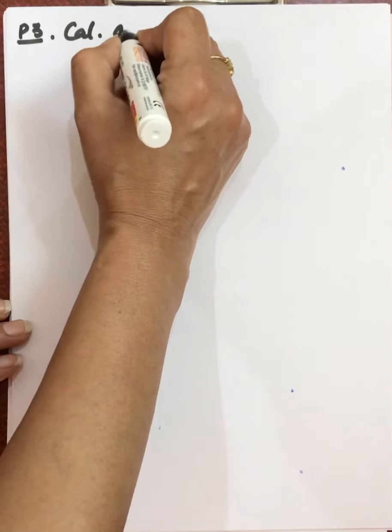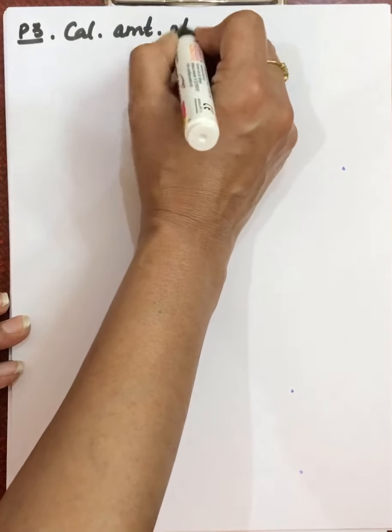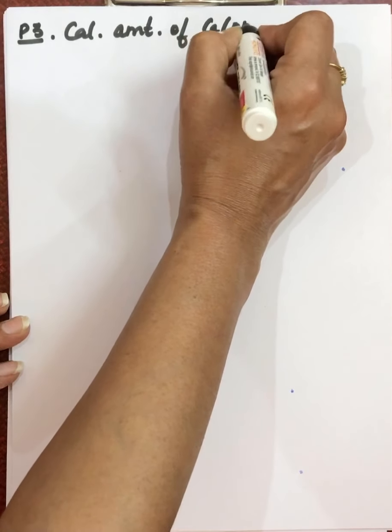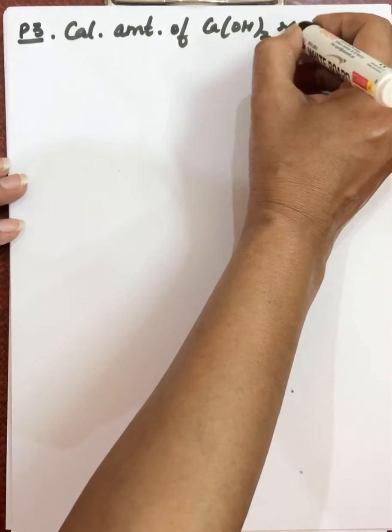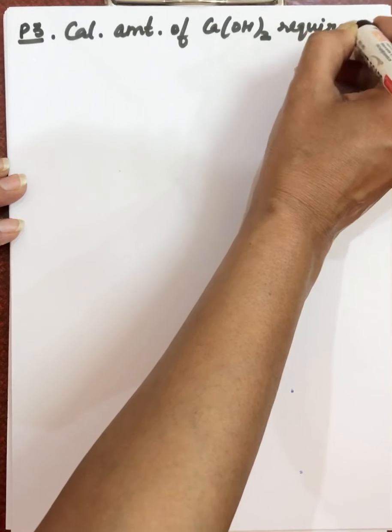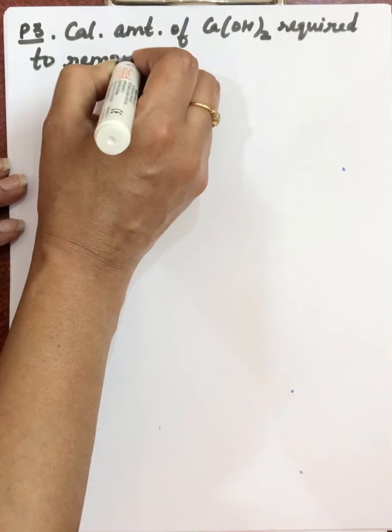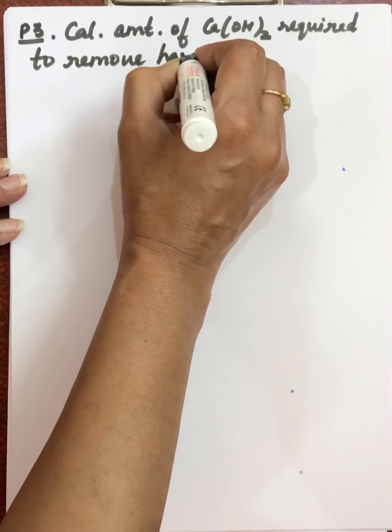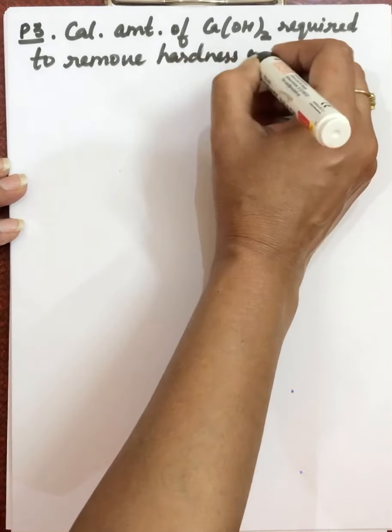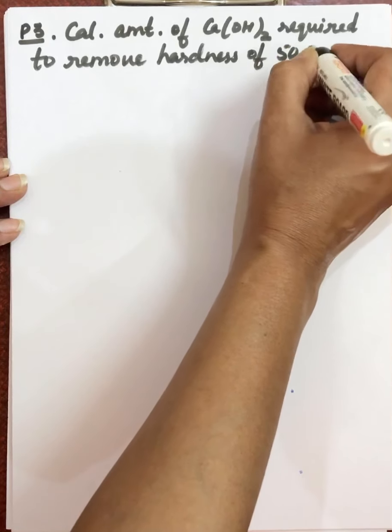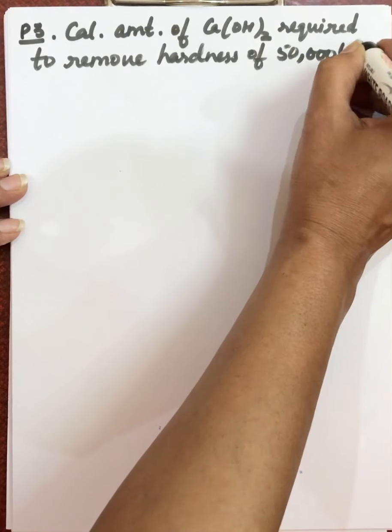Calculate the amount of calcium hydroxide required to remove the hardness of how much water? 50,000 liters of water is there.